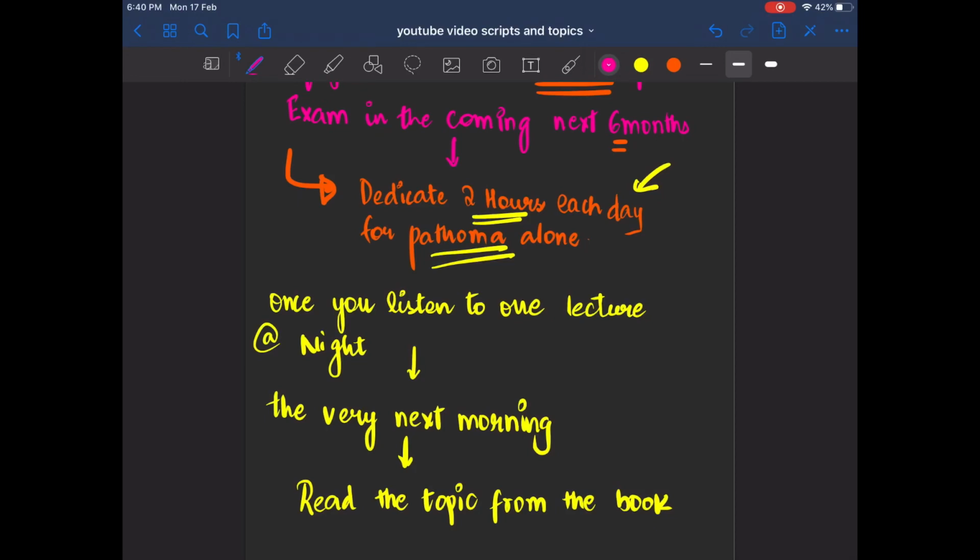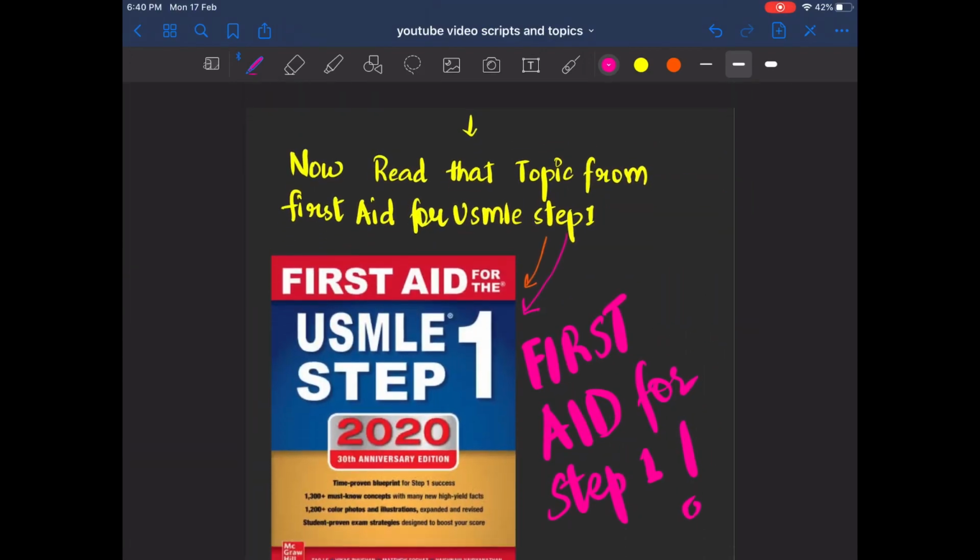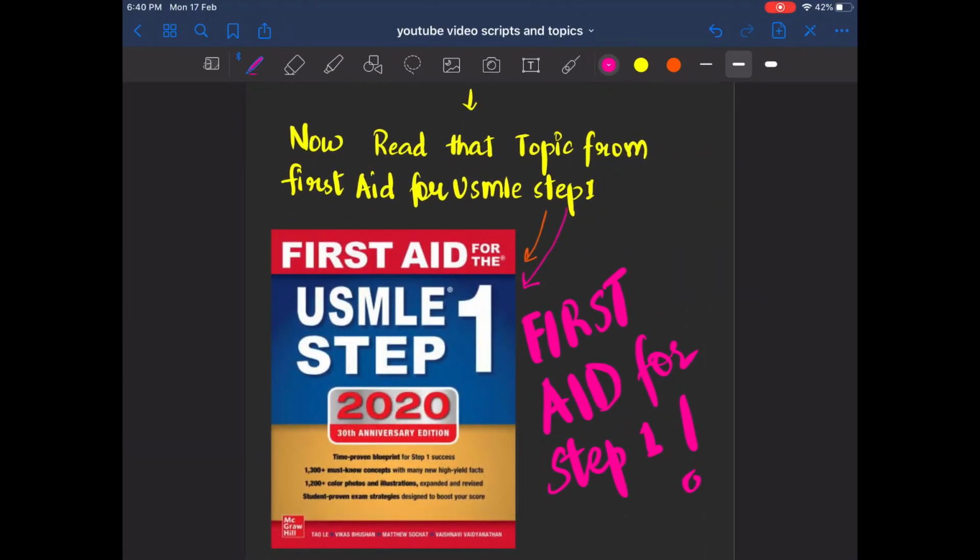Now once you listen to one lecture at night, the very next morning you're going to read the topic from the book. The video lecture you just listened to last night, you're going to read that topic from the Pathoma book. Next, you have to read that topic from First Aid for USMLE Step 1. Now comes the second backbone of USMLE Step 1, which is First Aid for USMLE Step 1.